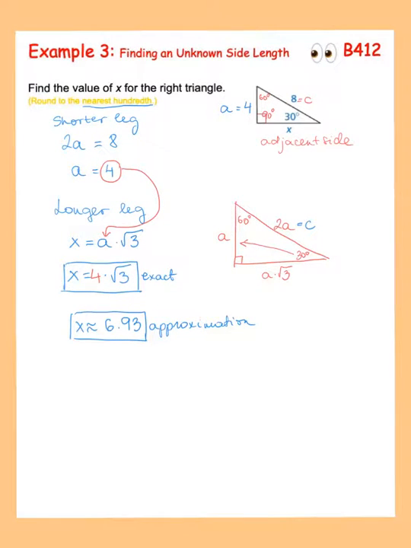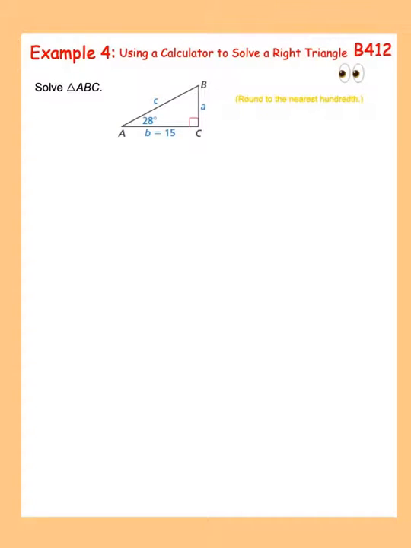In the previous example, I recognized the fact that it was a 30, 60, 90 special right triangle, so I could use the relationship between the side lengths. However, in this problem, when I need to solve the right triangle ABC, I am not given a special right triangle, so I will need to use my trigonometric ratios. When we are asked to solve the triangle ABC, that means we have to find the measurement of every part of the right triangle.